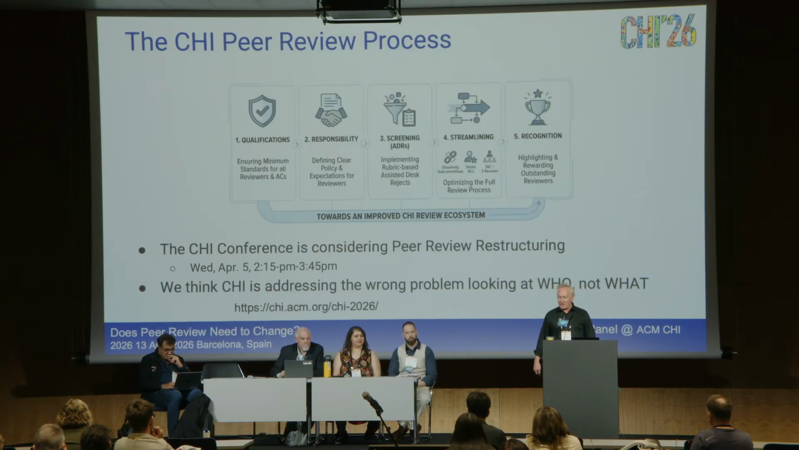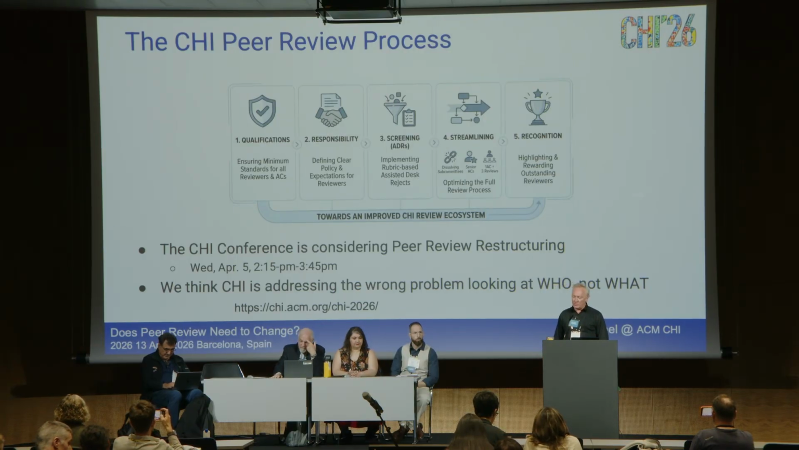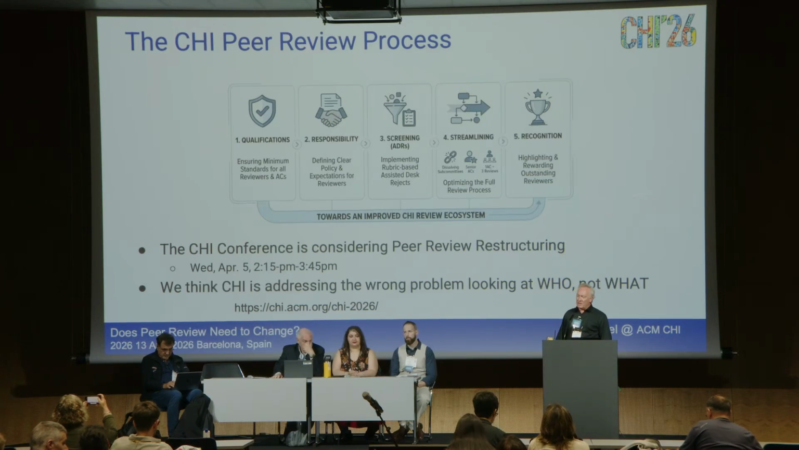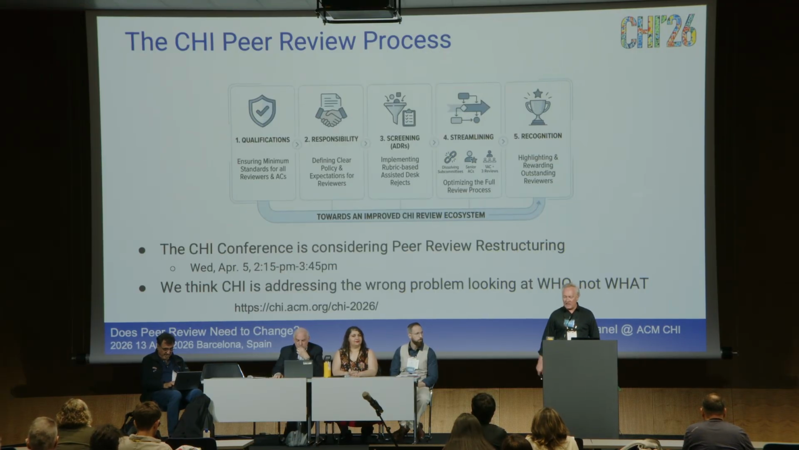The actual CHI conference this year is having another type of panel on Wednesday. I'm going to put a plug in for them. This Wednesday they're going to talk about the peer review process, and it's complementary to what we're talking about, but they are focusing more on who is doing the reviewing, how many ACs there are, and so on and so forth. What we're talking about more is the content of the paper and using checklists to help write the paper and to help review it. So it'd be nice if the CHI folks in charge of this considered what we're talking about here. Hopefully they're in this room.